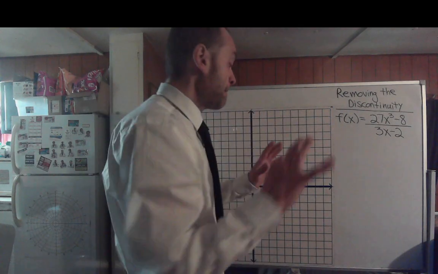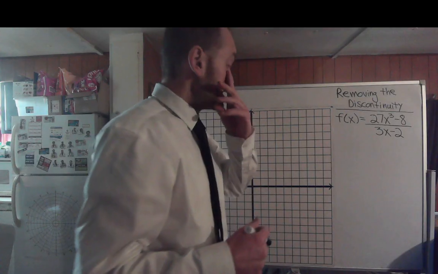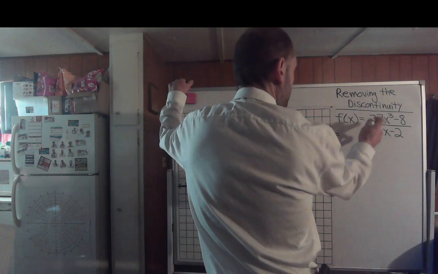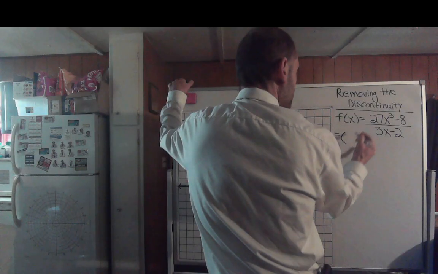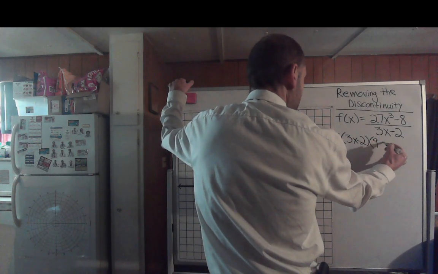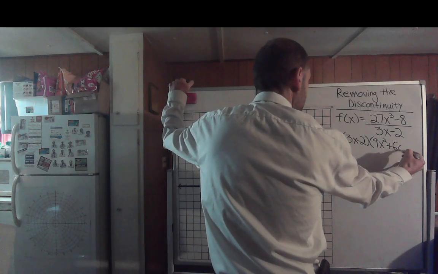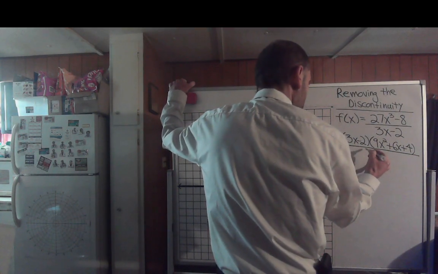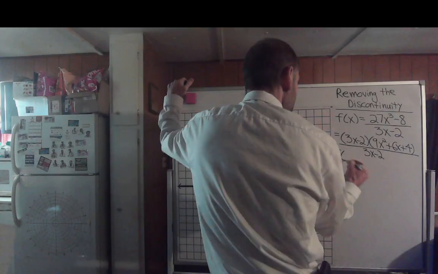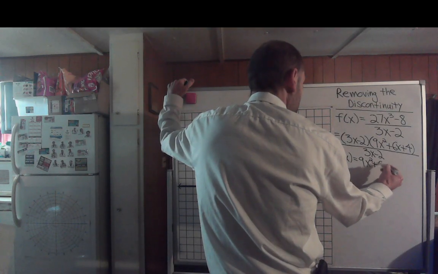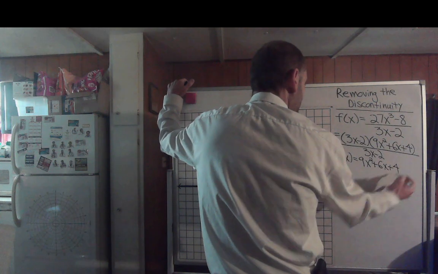Well, okay. So we can definitely see this is going to factor out. So let's factor the numerator. That would turn into 3x minus 2 times the quantity 9x squared plus 6x plus 4, all over 3x minus 2. So your 3x minus 2's cancel out. This now turns into a quadratic function. f of x equals 9x squared plus 6x plus 4.